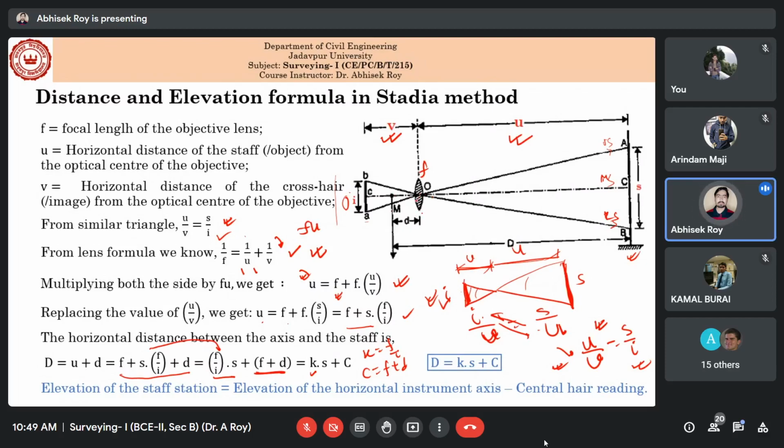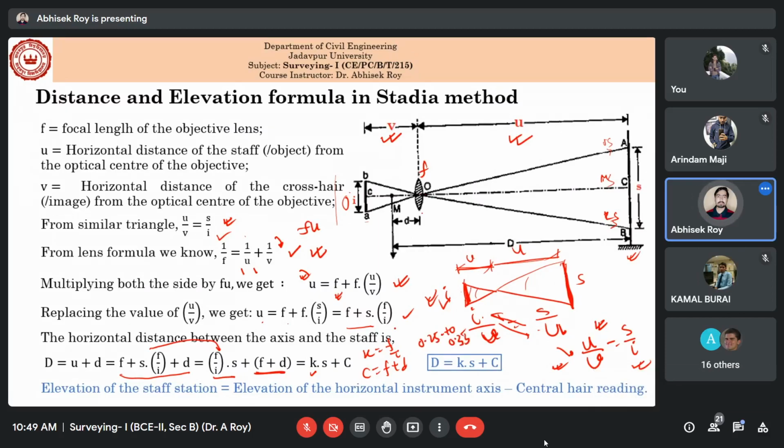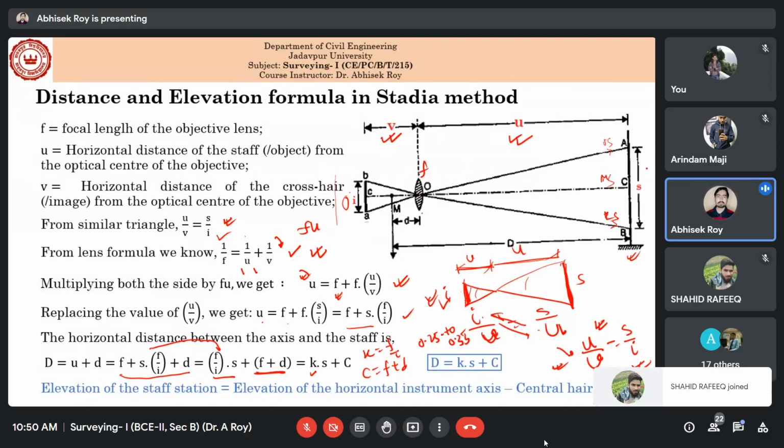And f is the focal length of the objective lens. So c will be very minimum, nearly 0.25 to 0.35, whereas your k, which is the multiplicative constant, will be nearly 100. Okay, nearly 100, I'm not saying exactly 100. So ultimately your equation will become d equals ks plus c. Hence you can calculate any distance where you are placing your staff just by knowing the c or the staff intercept. Is that clear to everyone?